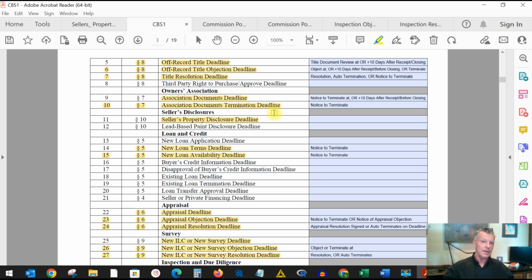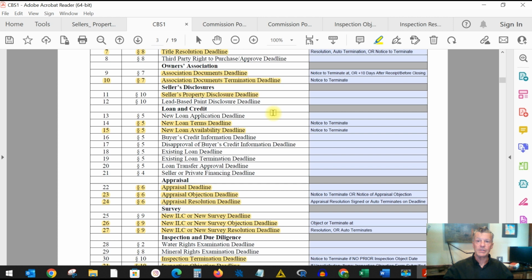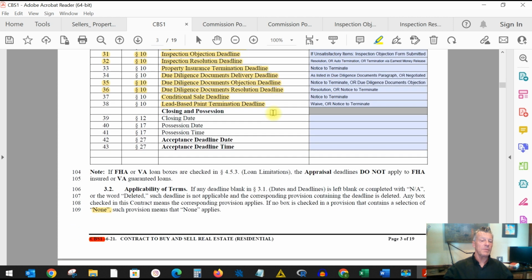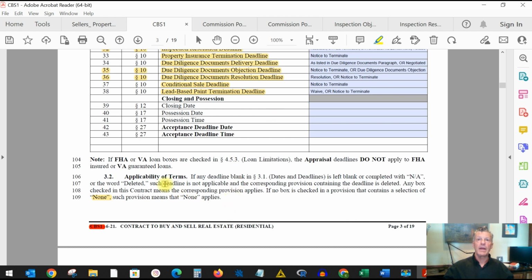Same thing for the inspection objection date, which is in here, okay? What happens if that's blank? Do you remember what happens if that's blank? Let's remember now. Applicability of terms. If it's left blank or completed NA or the word deleted, such deadline is non-applicable. What that means is if there's no date or those terms, NA or none or deleted, that means that's not part of this contract.